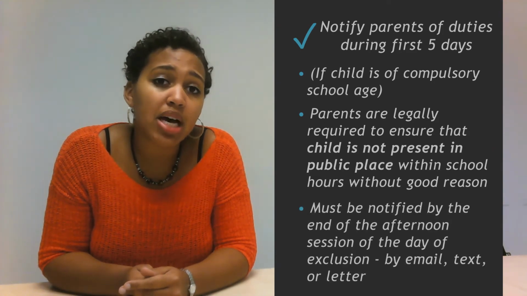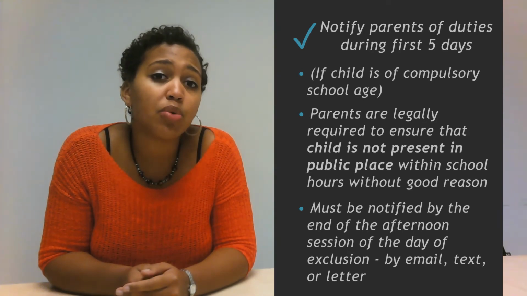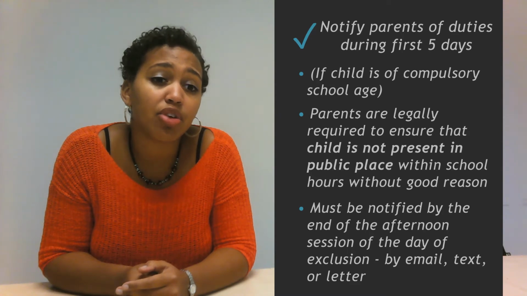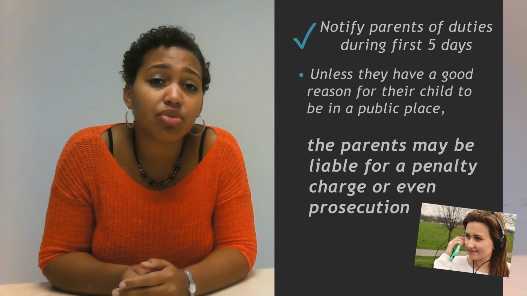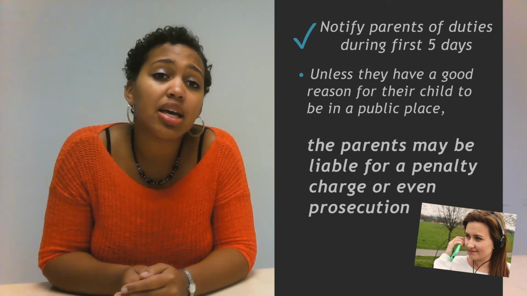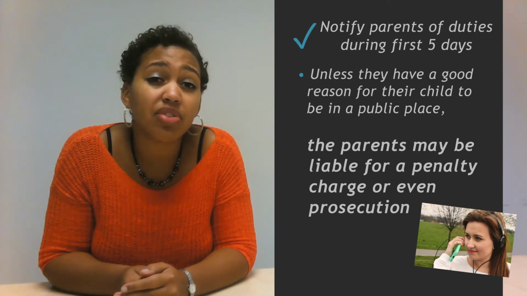This can be by email, text message, giving a letter in person, or sending it home with a pupil if appropriate and then confirming later on that it has been received. This is important because unless they have reasonable justification for their child to be in a public place, the parents may be liable for a penalty charge or even a prosecution if they do not comply with this requirement.